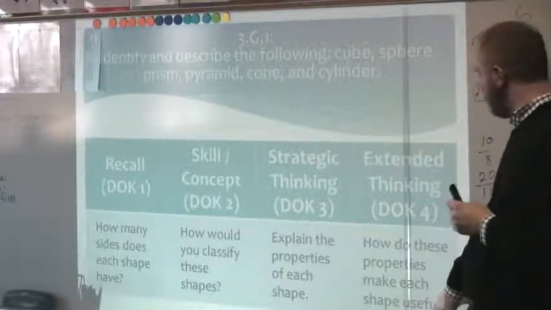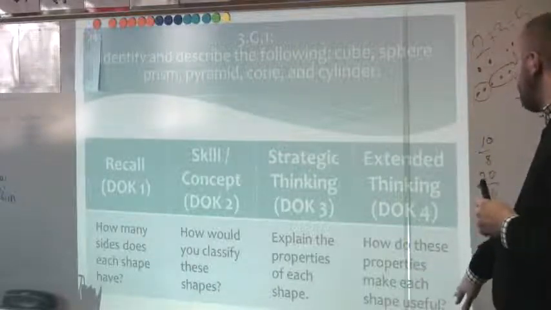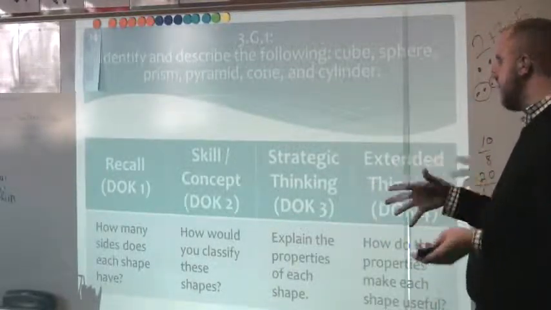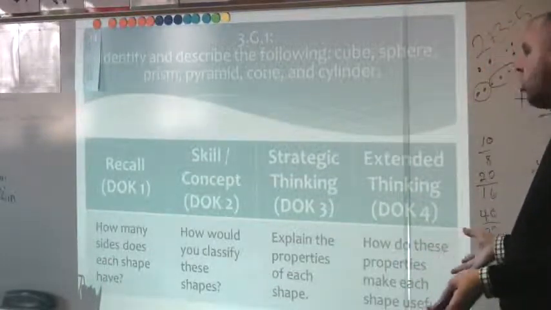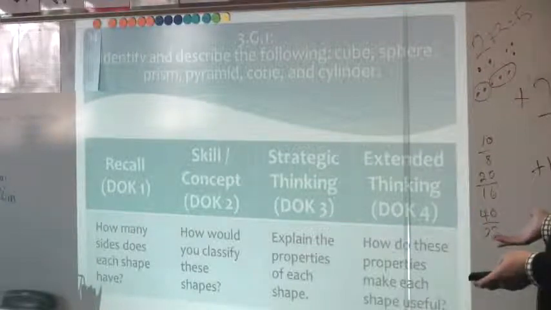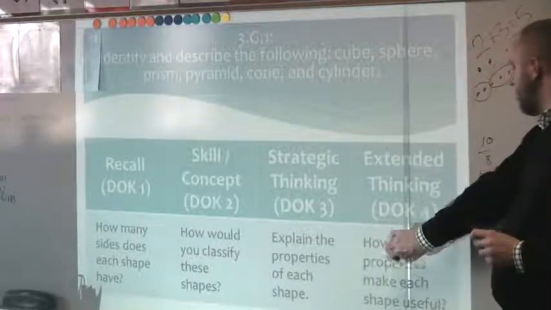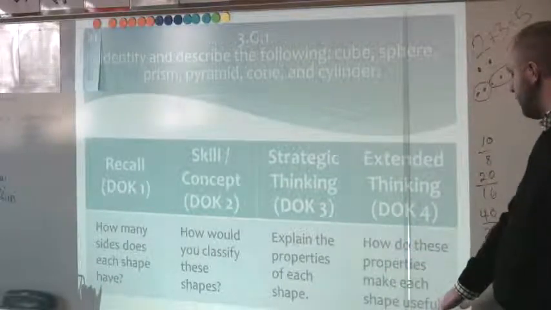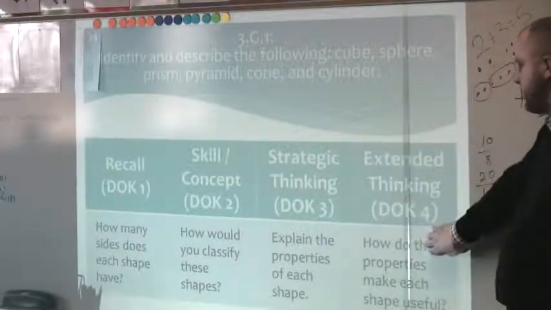You're doing building, which fits into the usefulness. So how do these properties make each shape useful? If I'm going to build with them, it's that same concept, but it's an argument piece where there's more than one right answer. So this is why this one's hardest to get to, and you're not going to see it on your standardized testing of any kind, because it's an argument, it's their opinion. But this is that shift towards here.